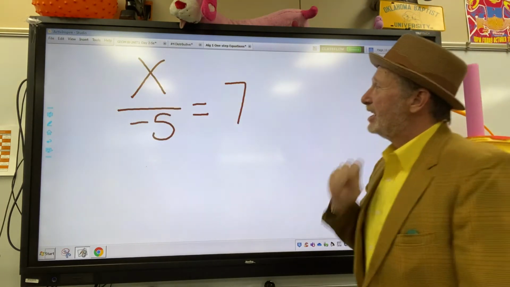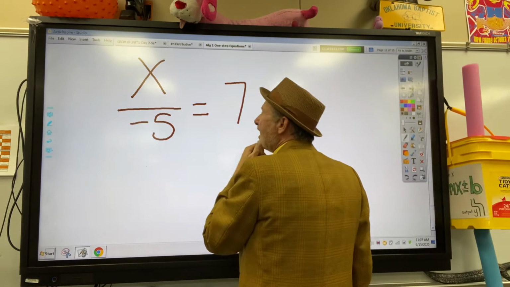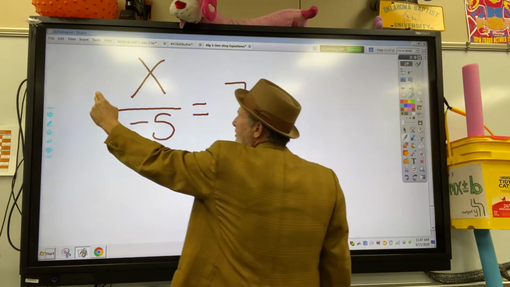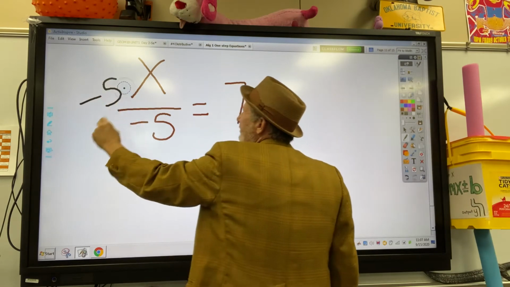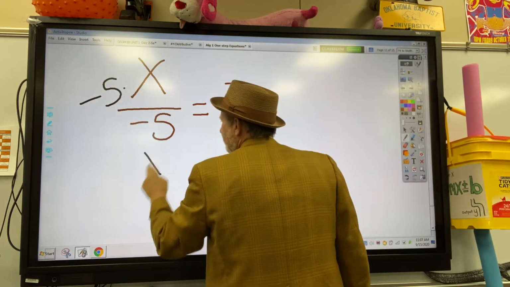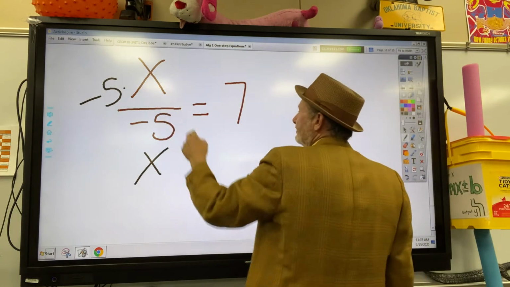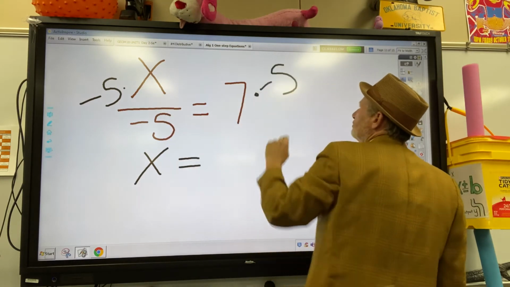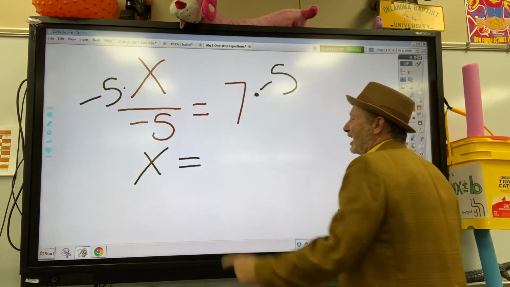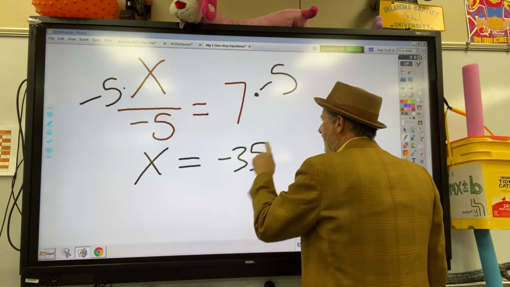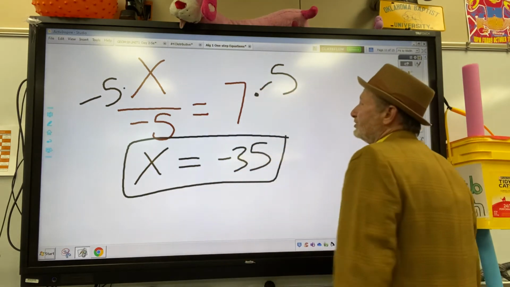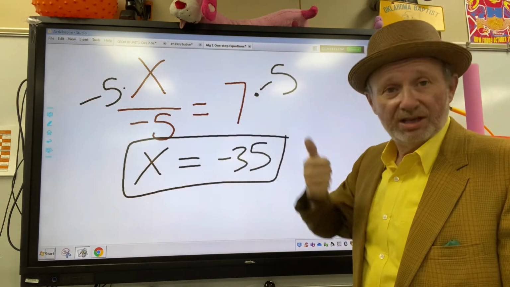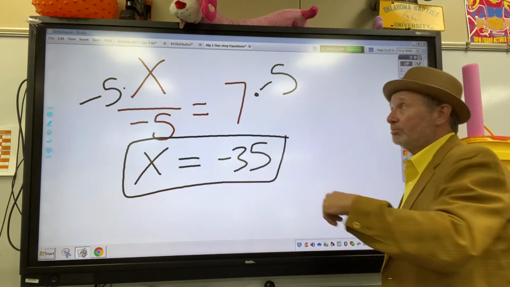All right. I have x over negative 5 equals 7. X divided by negative 5 means I'm going to multiply by negative 5. Okay? That gives me plain old x. And remember, what you do on one side, you have to do on the other. 7 times a negative 5 is negative 35. Okay? If you're a smart cat, you'll go, let's see, negative 35 divided by negative 5 is positive 7. Yeah, that works. We cool.